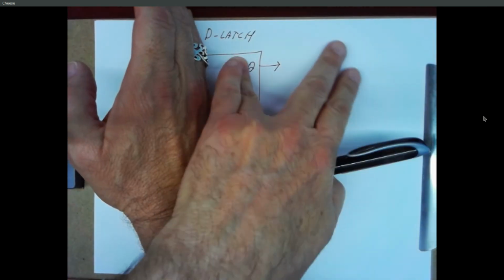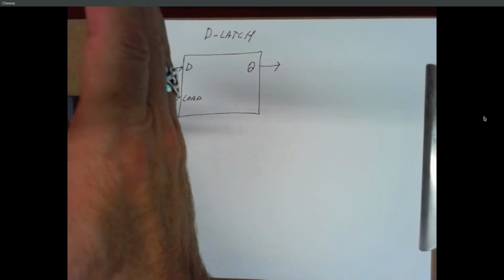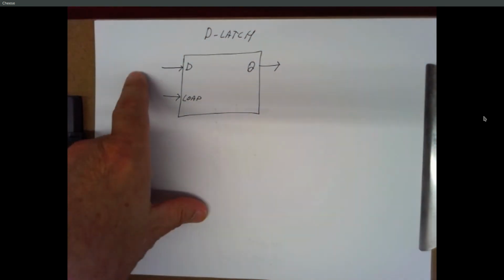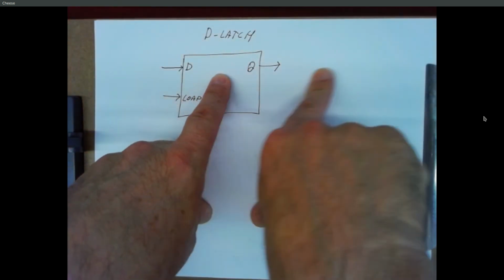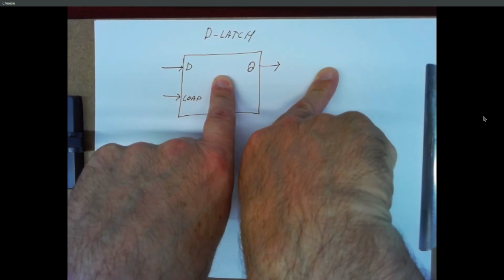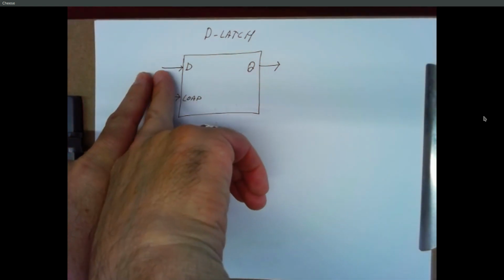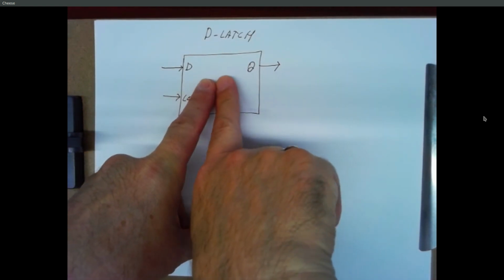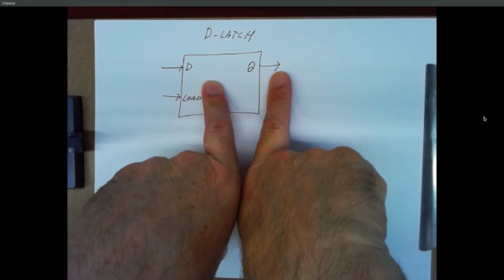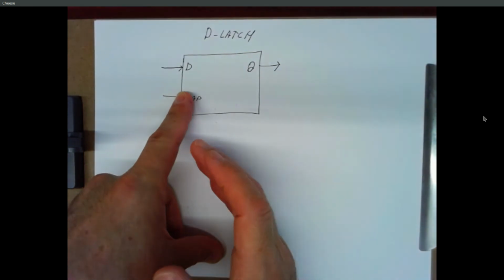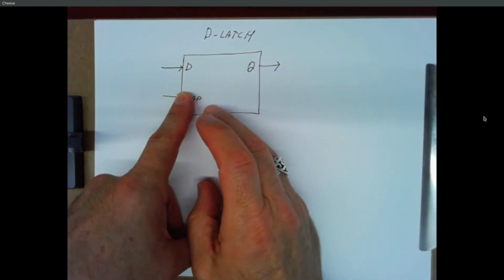Doesn't affect what's inside. But as soon as that load line becomes a 1, whatever comes on D gets loaded in here and goes through to Q. So if the load line is high, you're loading an input bit into this thing's memory, and you're seeing that on Q. Drop the load line, and that thing is basically latched.